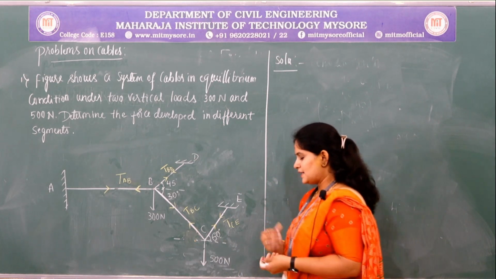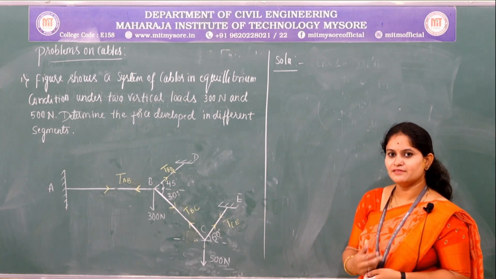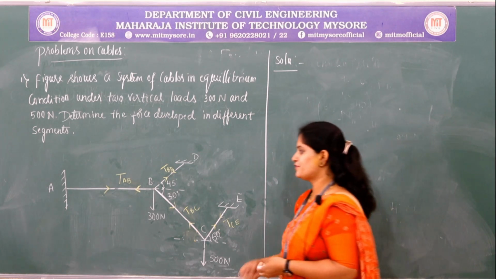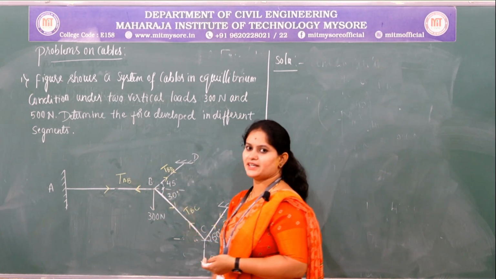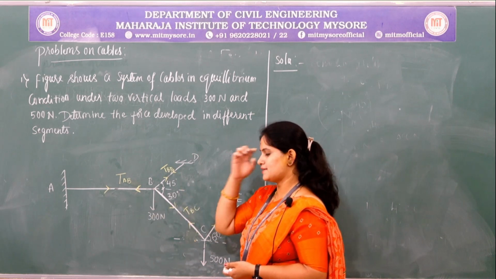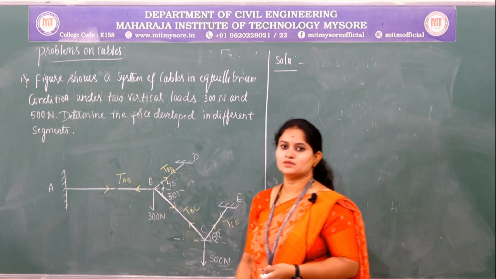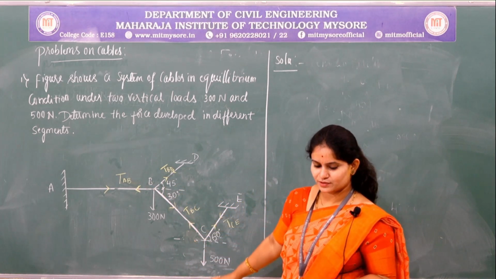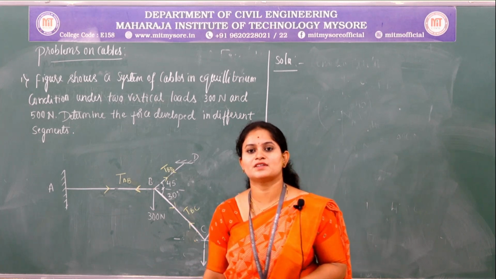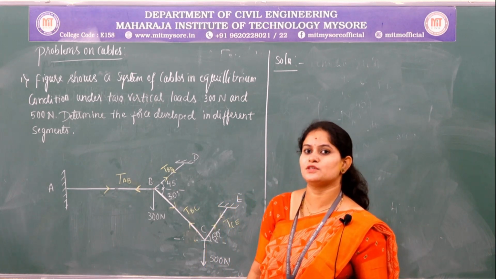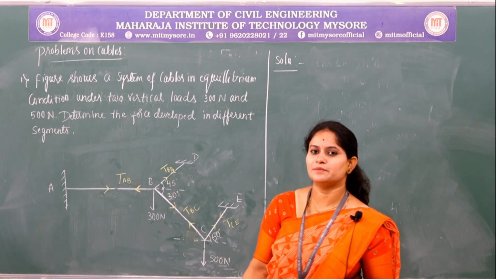So let us decide which segment we should consider first. If you consider joint B, there are 3 tension forces and another one is a vertical load, and the 3 tensions are unknown. When it is a concurrent force system, we have only 2 equilibrium conditions: one is sigma Fx equal to 0 and the other is sigma Fy equal to 0. And here there are 3 unknowns, so we cannot solve using the equilibrium conditions.